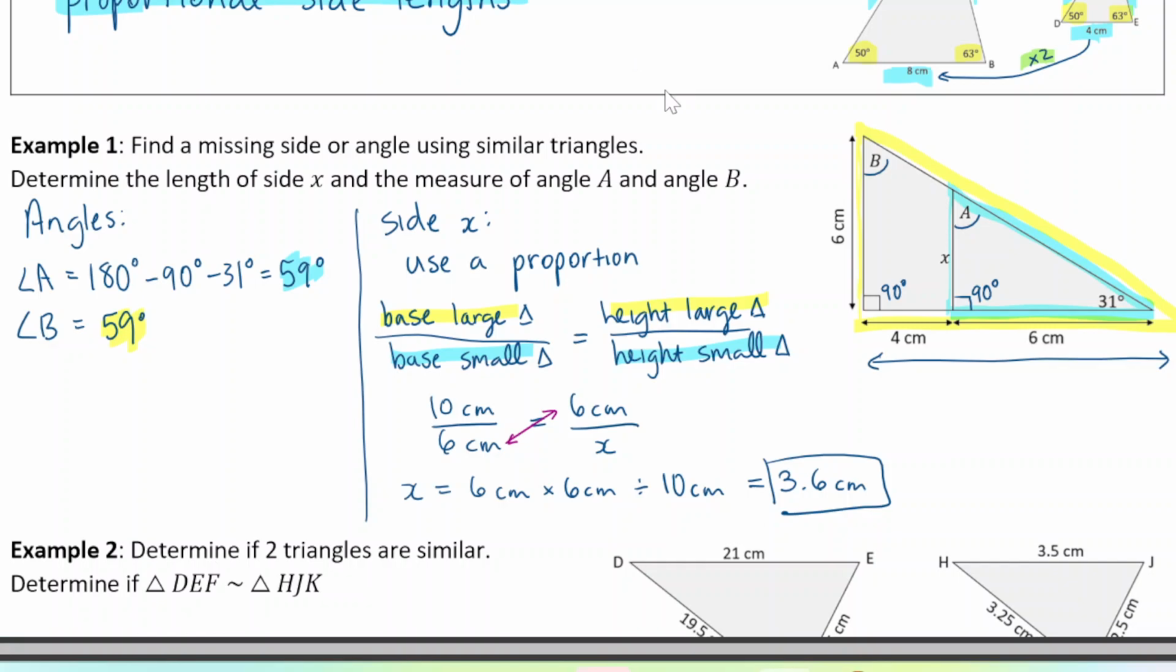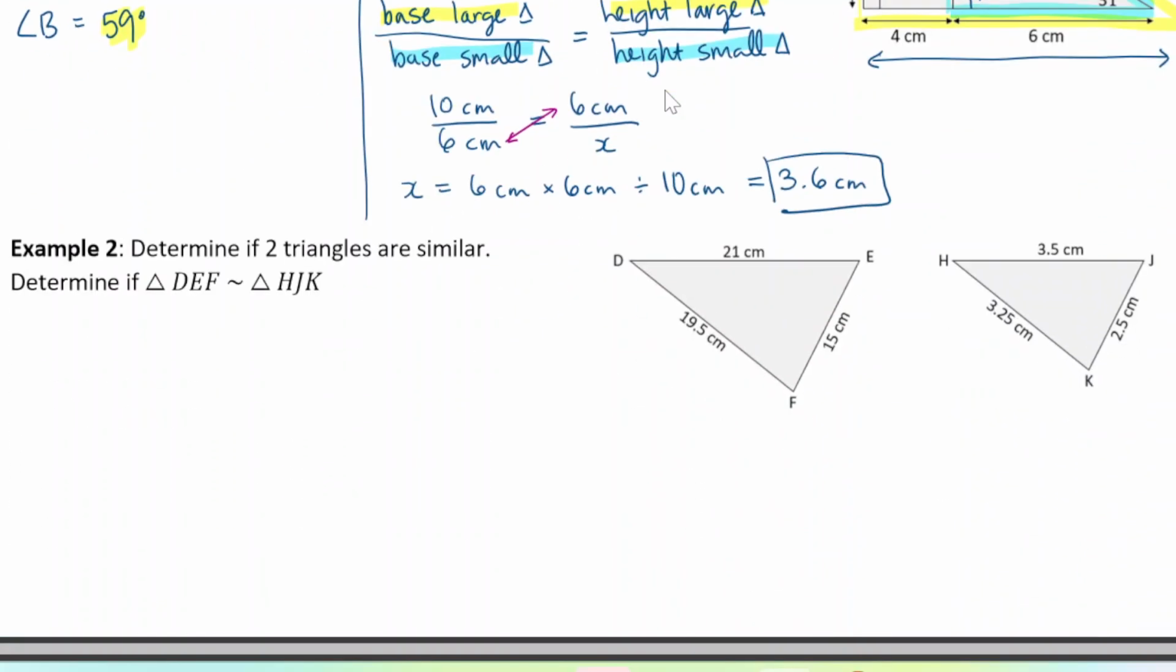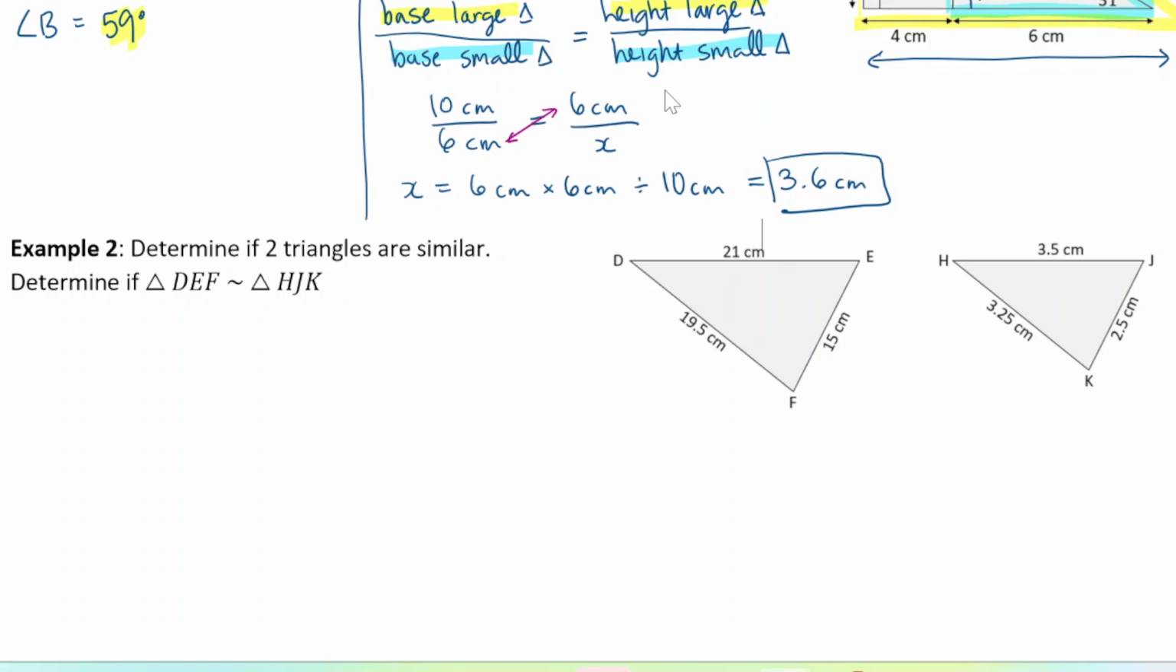All right, let's do a question where we don't know if two triangles are similar and we're trying to figure out if they are or not. So what we're going to do is just figure out if the scale factors are the same for all the corresponding sides. These are the corresponding sides we need to look at, and we're going to see if the ratios of those sides are all the same.